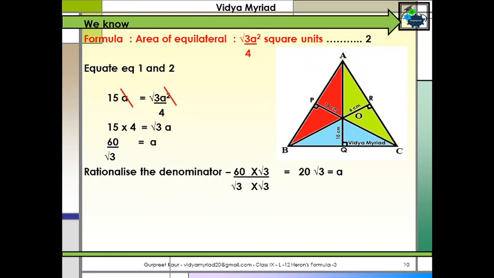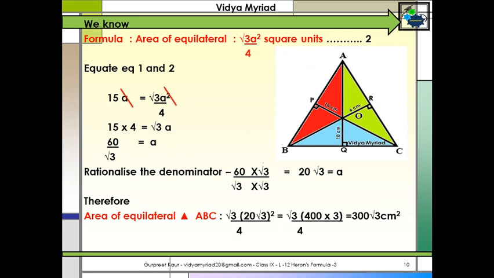Now I will put this value of a in my area to find out my actual area in the figures. So what it will come to? So what is the area of triangle? It was root 3 upon 4a square. Now according to the question we have found that a is 20 root 3. When I put this value here and I try to solve it, it comes to actual answer 300 root 3 centimeters square, which is the area of the equilateral triangle.